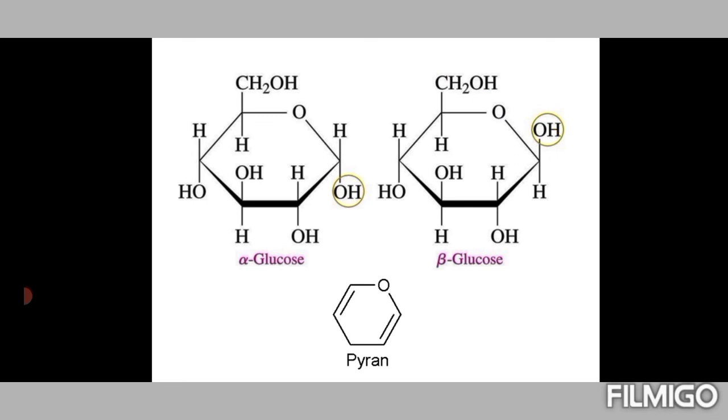And generally in aqueous solution of glucose, beta D glucose predominates because this exhibits a lesser steric hindrance. And also, according to the Haworth projection formula proposed by Sir Walter Haworth in 1925, this resembles the structure of pyran. So these structures are called pyranose structures.